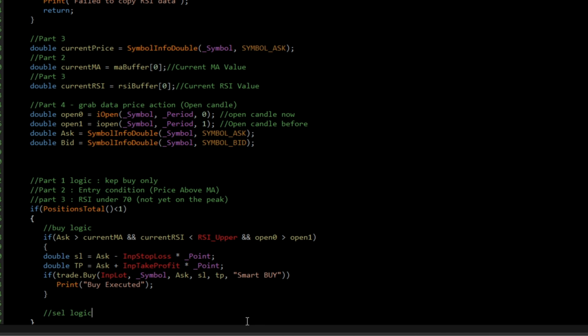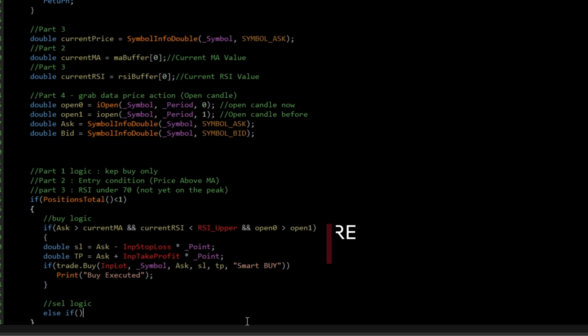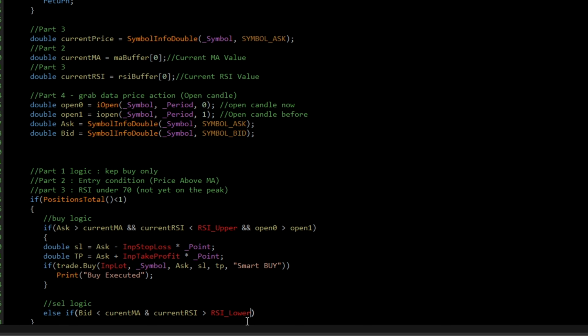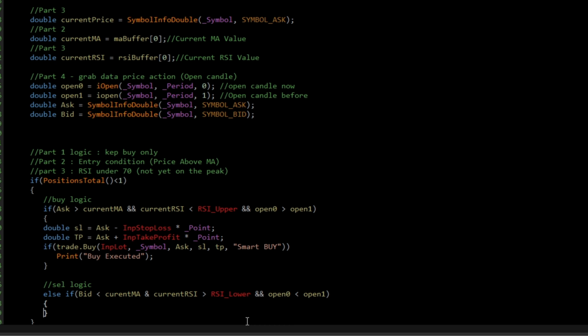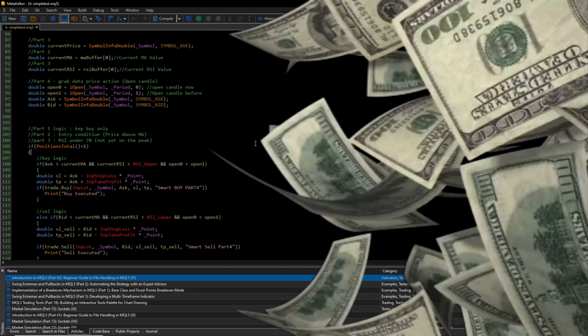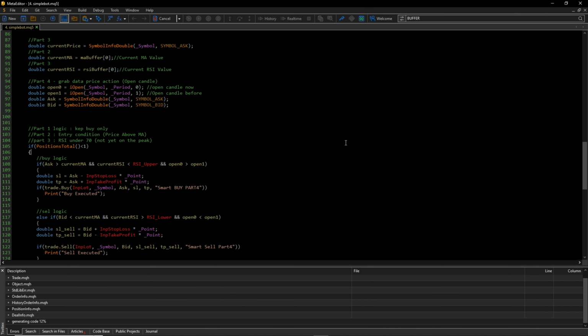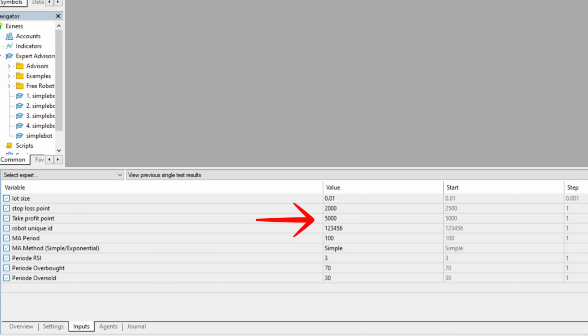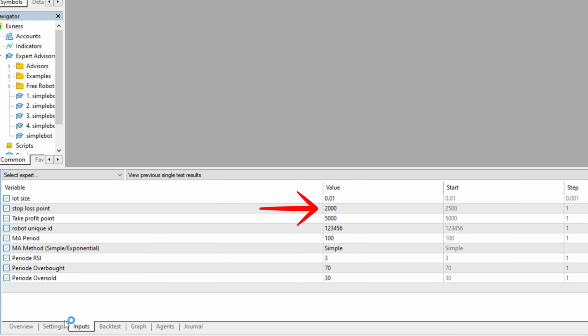To make this video even better, we're adding a sell function. We're just reversing the logic. Now, our bot can go both ways. If the trend is down and the candles start diving, it'll execute a sell. This makes our trading much more efficient. For this test, we're setting the take profit to 5,000 points and the stop loss to 2,000 points.